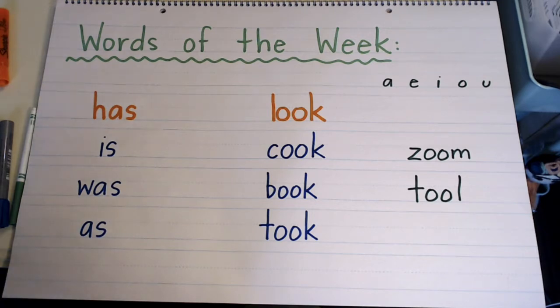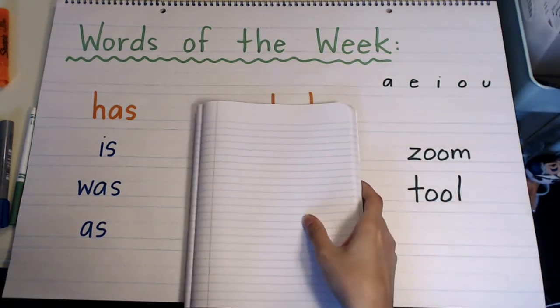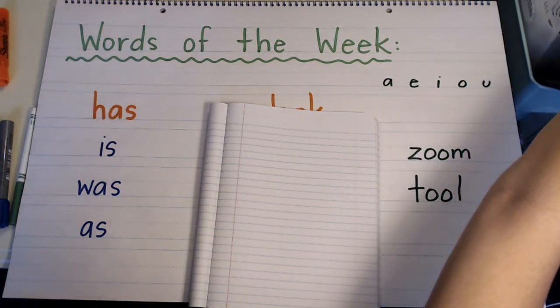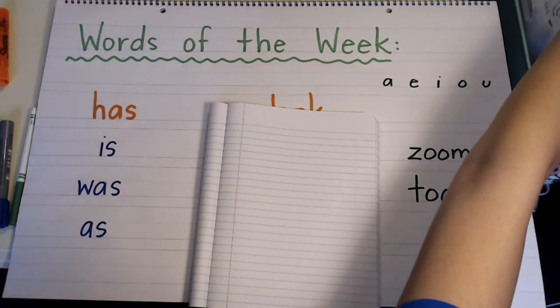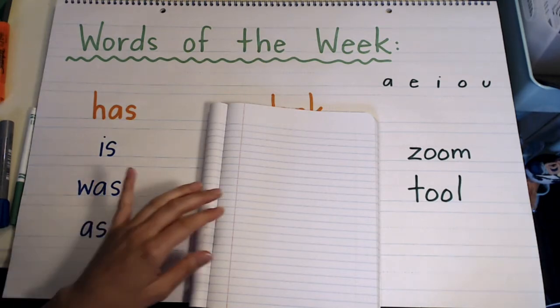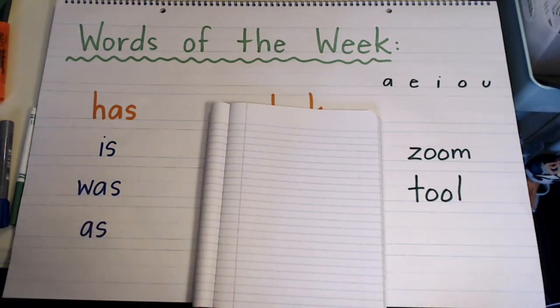Okay? So now I want you to do rainbow writing, just like we do every Monday. Rainbow writing for the words has and look. So get a journal or a piece of paper and let's do some rainbow writing. I really want you to write every single letter lowercase because this is not the beginning of a sentence and I need you to practice writing lowercase letters. So do it really neatly on your paper.